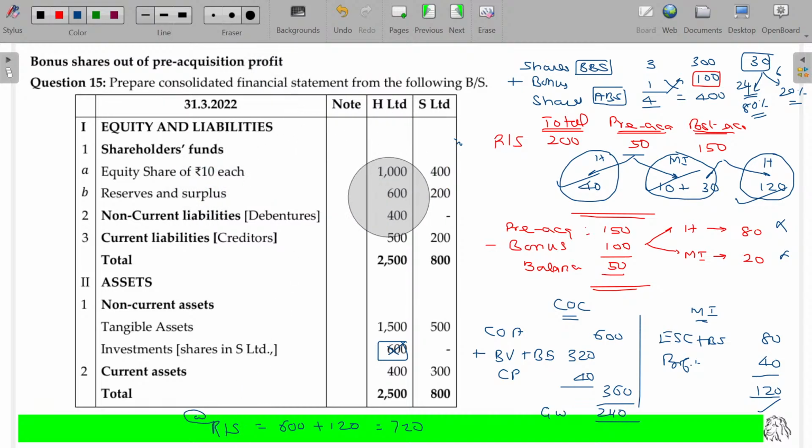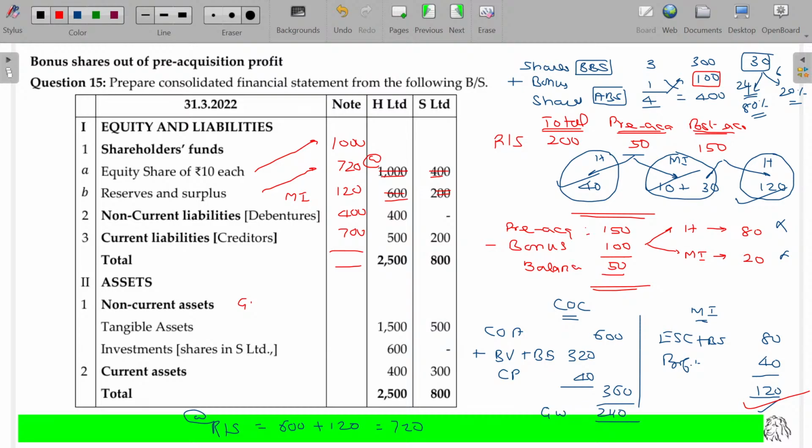Let's now post all these values. Equity share capital being 1000. This 400 was already taken. Reserves and surplus 720. Go and refer to the working note. Not required this anymore. Minority interest 120, and debentures and current liabilities being the same value.